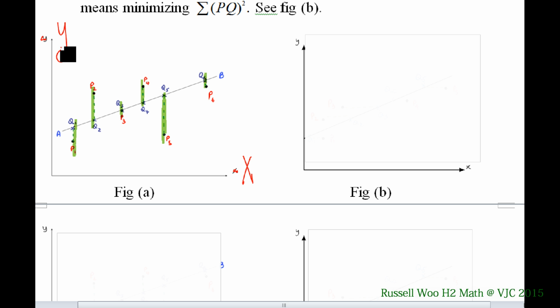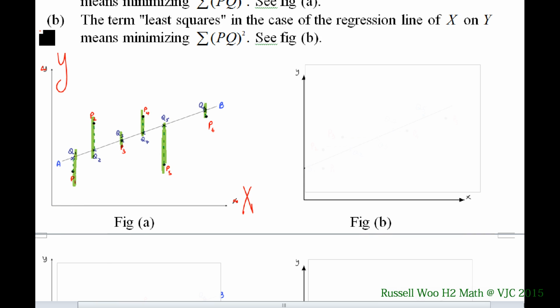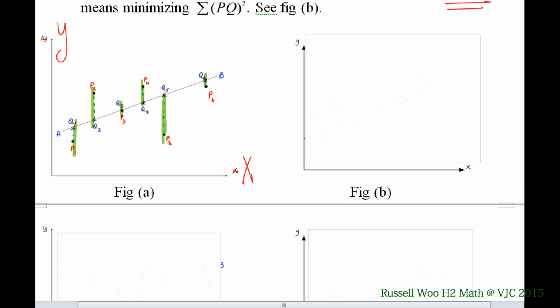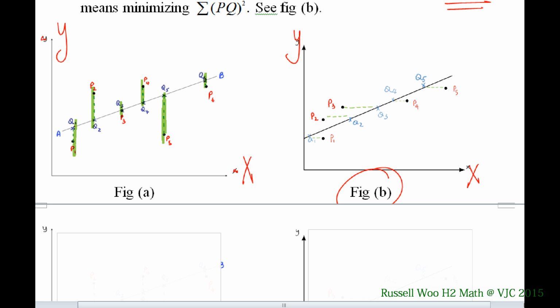Now, if it is x on y, what are you minimizing? There are two ways to do it. There are two diagrams that you can draw, okay? You can either have this. If you continue to say this is x, this is y, then your figure B should be minimizing these distances, the horizontal distances. Horizontal distance squared.